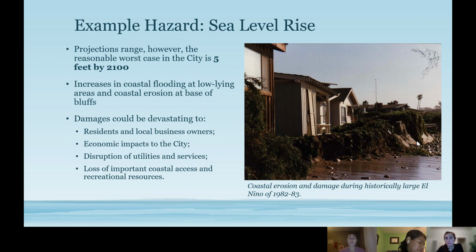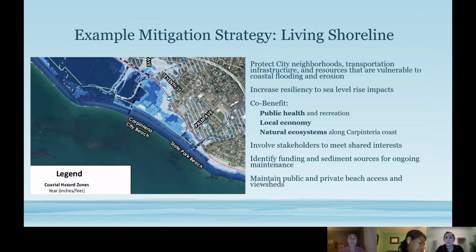So an example mitigation strategy that we have to present to you to address the example hazard of sea level rise and coastal hazards is the Carpinteria Living Shoreline project. So coastal hazards modeling of projected sea level rise along the Carpinteria coastline indicates a potential for flooding and coastal erosion that will affect city infrastructure and private property along the coastline of the city. So with this in mind, there are a series of goals for this project intended to reduce impacts and protect city infrastructure and local properties.